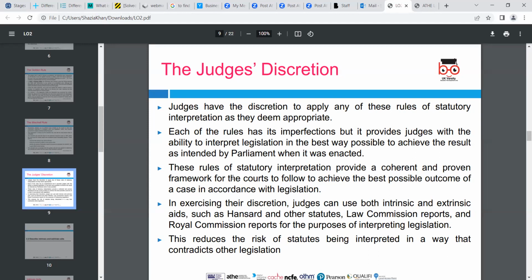These rules of statutory interpretation provide a coherent and proven framework for the courts to follow to achieve the best possible outcome of a case in accordance with legislation.